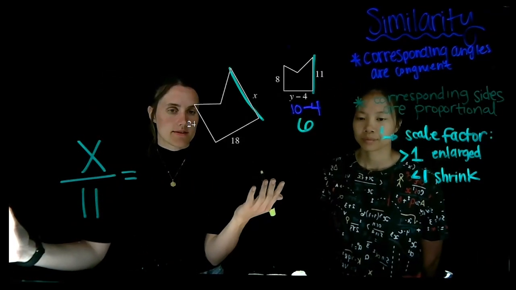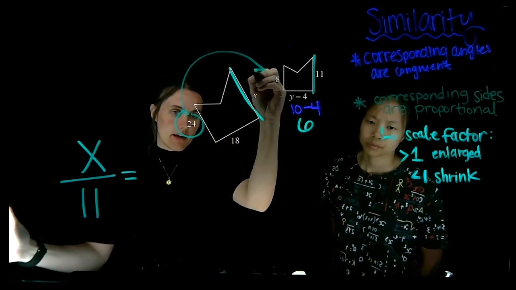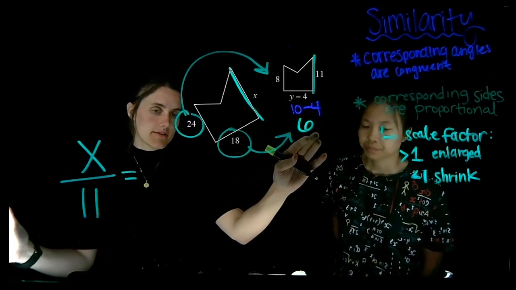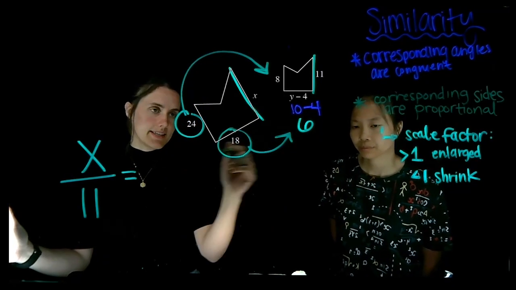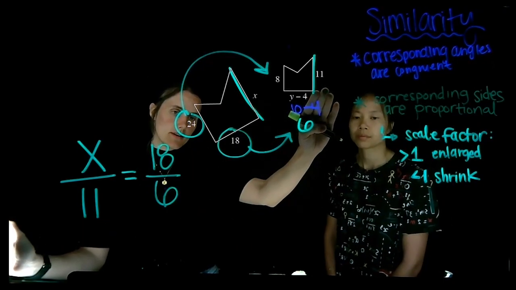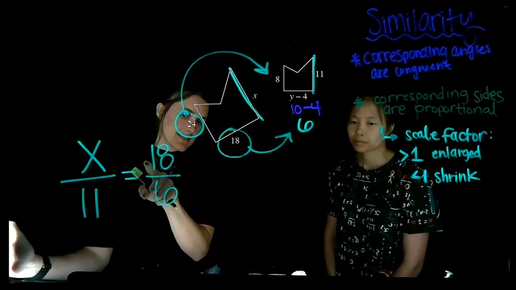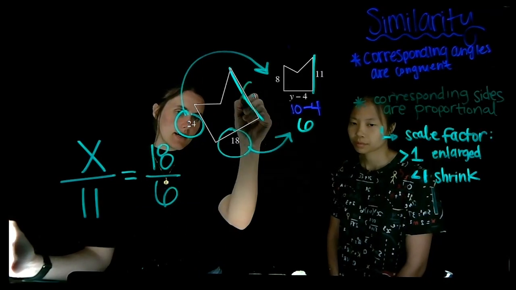Now I have a choice of sides. I could use 24 and 8, or I could use 18 and 6, because now we have this side here. So I'm going to use 18 and 6. X over 11 is going to be equal to 18 over 6. Because I have x on top here, I need to make sure my 18 is on top in this fraction because 18 and x are in the same shape.